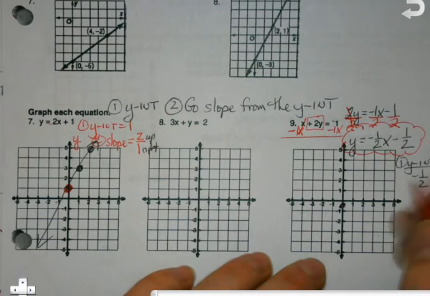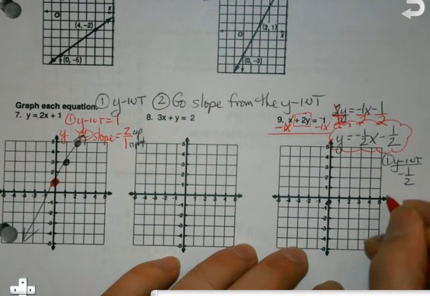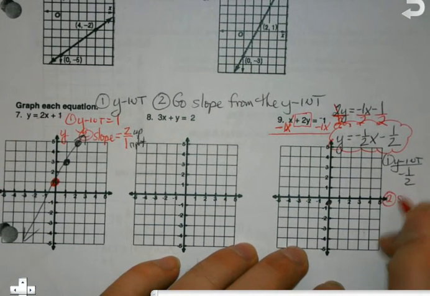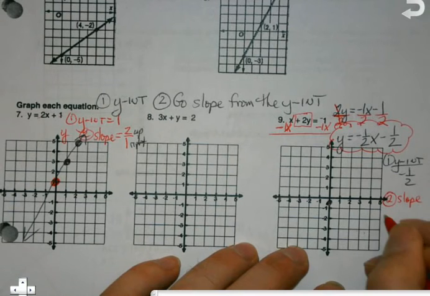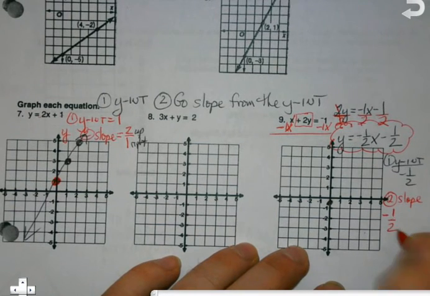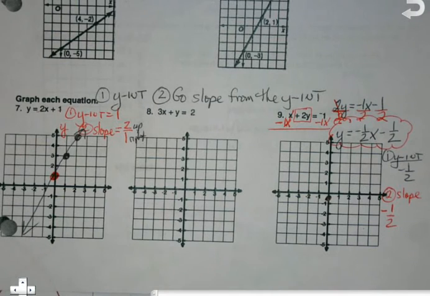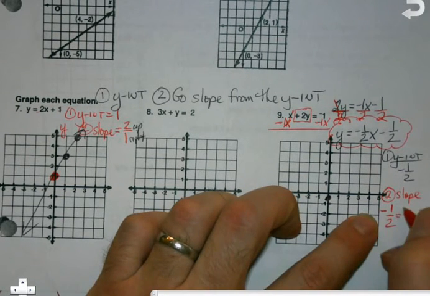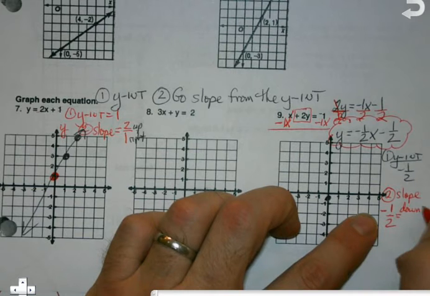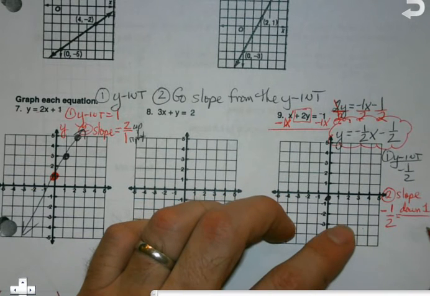Once I get that done, my next job is my slope, which is -1/2. Whenever you see a negative slope, you can pick where you want the negative to be, because it likes to be in one place. So a -1 is down. Which way is over?